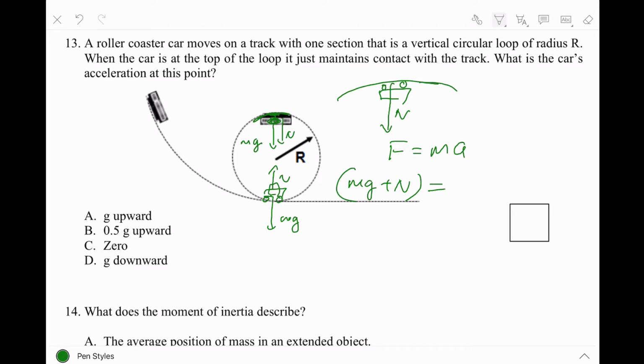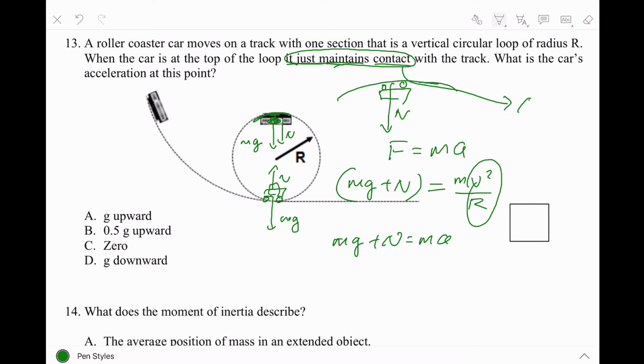Now a, what's the a here? The a, of course, is centripetal acceleration, v squared over R. What's the car's acceleration? So it means this is your acceleration. It means we don't need to write down explicitly v squared over R. All we did is mg plus N equals ma. Now, this is important, it says it just maintains contact. This statement means N equals 0.